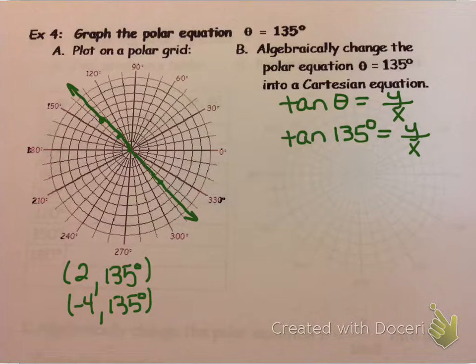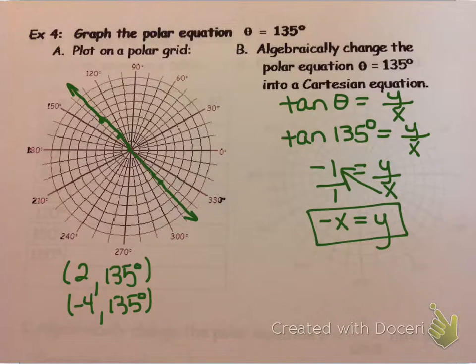And tangent of 135 degrees is negative 1. And so what we have is this. And remember that, once again, I'm going to keep reminding you guys, this is a proportion, so that x is just going to multiply up straight across. And so I have negative x is equal to y. There's my Cartesian equation. And so that's the slope-intercept form of a line. It's a line with a slope of negative 1 and a y-intercept of 0.